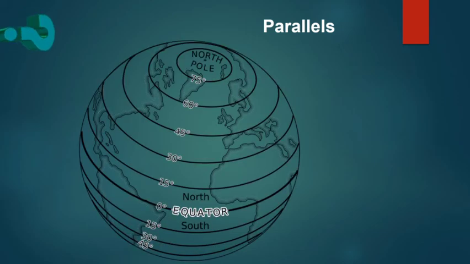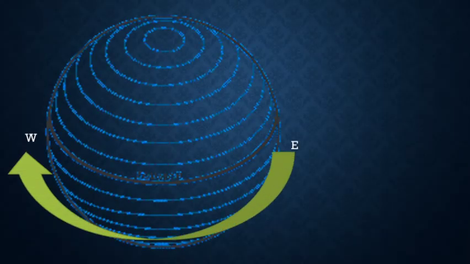So, in today's class, we will read about parallels. Have you ever seen a globe? Yes, you must have. Have you seen various circles drawn on the surface of the globe? Yes. So, what are these circles? These circles are known as parallels or latitudes. They run in the east-west direction and are parallel to each other, which means they never touch or cross each other.